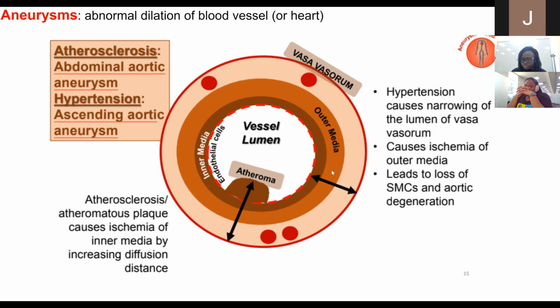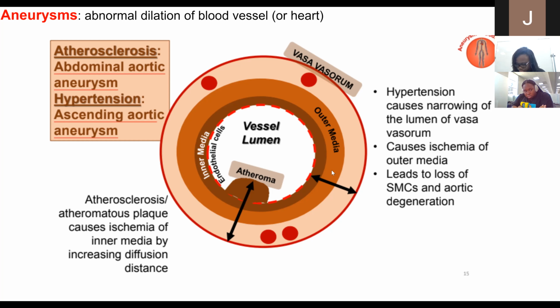Now, the big thing is, and this is why it's crazy, right? In atherosclerosis, it's affecting your abdominal aorta the most. Reason being that you don't really have a vasa vasorum in your abdominal aorta. That is mainly located in your ascending aorta. So if you start to have atherosclerotic plaques in your abdominal aorta, the biggest thing you're going to be concerned about is that now your inner media isn't getting blood supply.